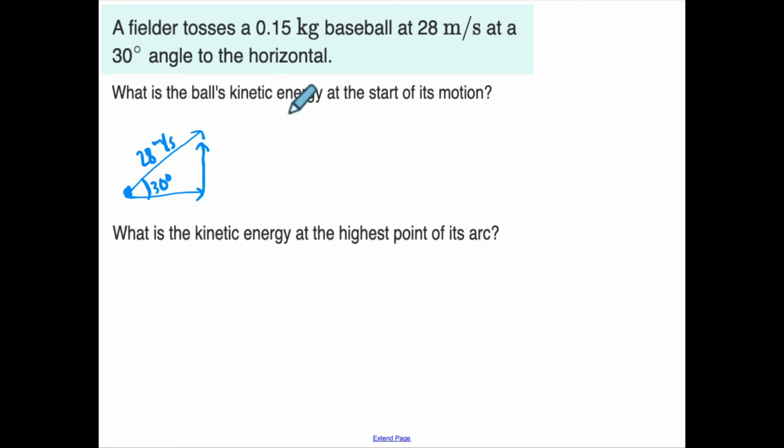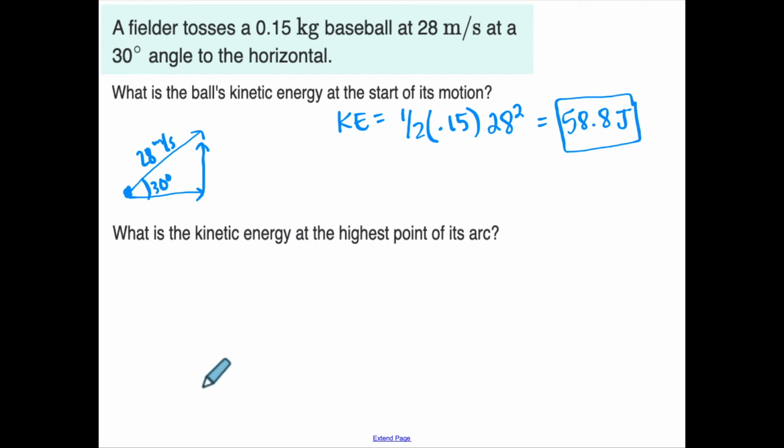So if it says what is the ball's kinetic energy at the start of its motion, we're just going to use our equation, 1/2 times mass times the velocity squared. And when you do that, you come up with 58.8 joules. But the second part wants to know what is the kinetic energy at this point right here. So at the very top of its arc, it's going to go up and it's going to come down, and we want to know the kinetic energy at the top of its arc.